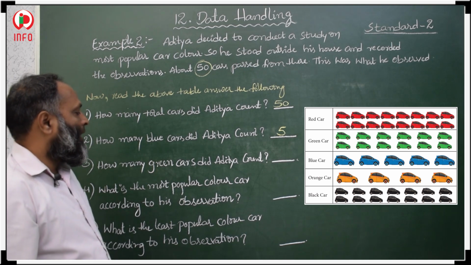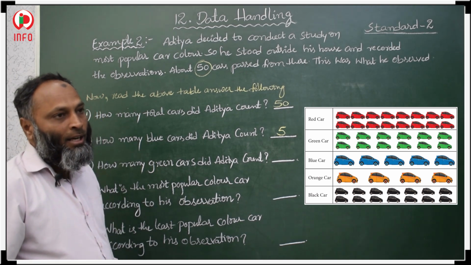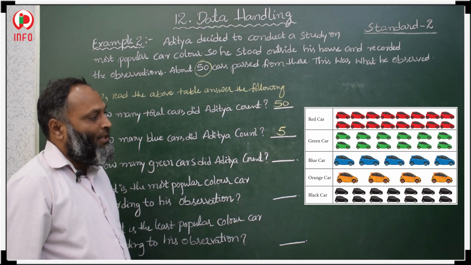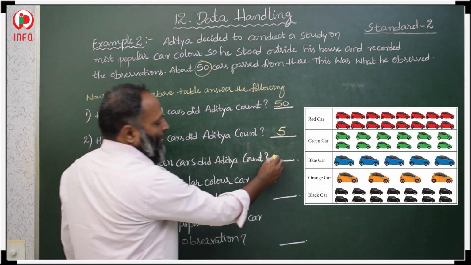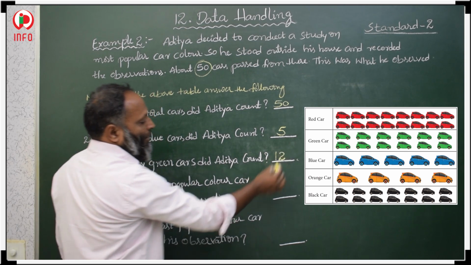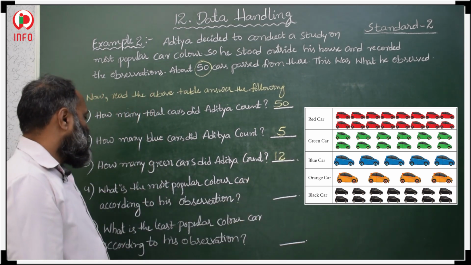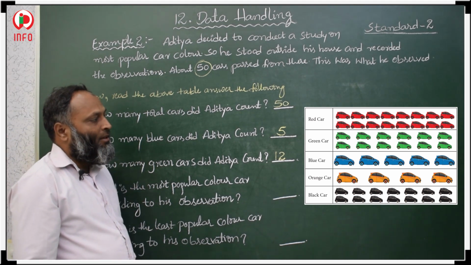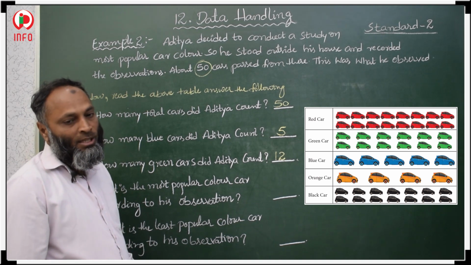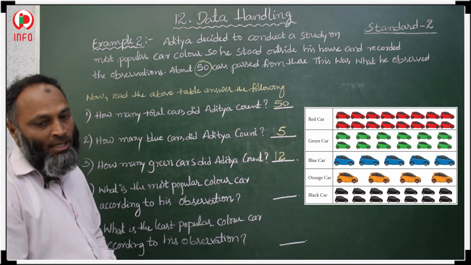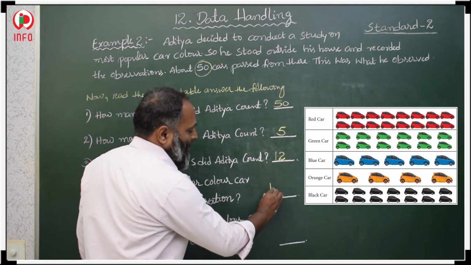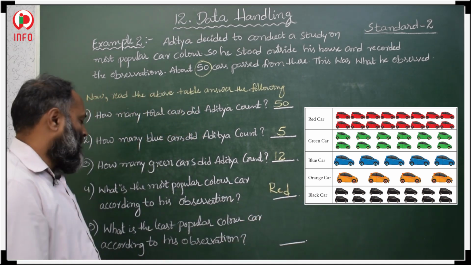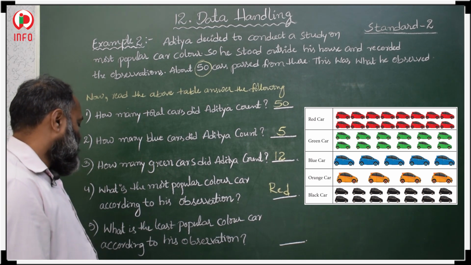Then, how many green cars did Aditya count? Green color cars: 1, 2, 3, 4, 5, 6, 7, 8, 9, 10, 11, 12. 12 green color cars he counted. Next, what is the most popular color car according to his observation? Which color car did he count most? That is red color, 16 red color cars. So red is the most popular color according to his study.